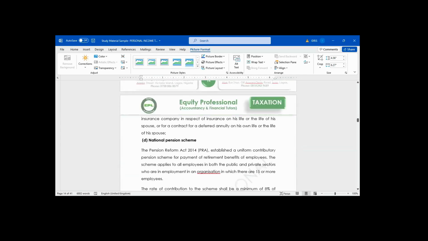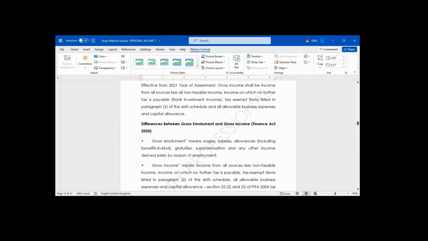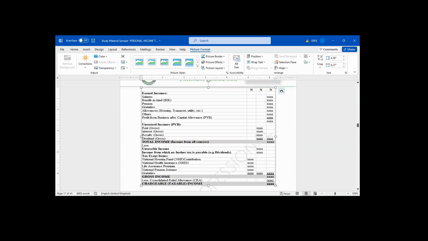But while computing personal income tax, if the question gives us the amount, we don't need to go and find 5% of basic salary again. Let's use the amount given to us. But if the examiner did not give us the amount, and we are told that they pay National Health Insurance Scheme, we need to find 5% of basic salary and use it as the National Health Insurance Scheme.